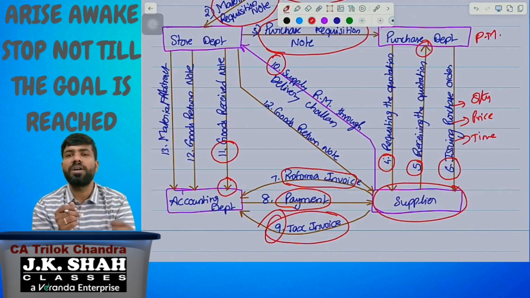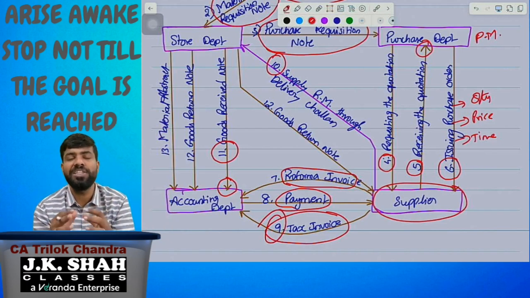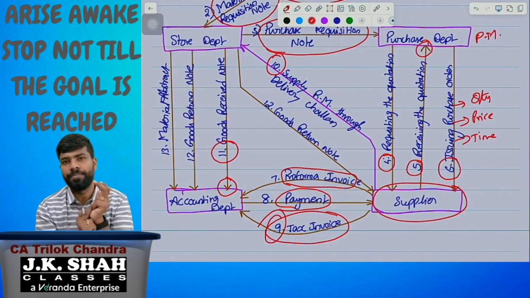After unloading the stock, before placing it into the storeroom, they need to inspect the raw material. Why? Because they need to check the quality. They need to check the good condition of the raw material, whether it is according to specification.